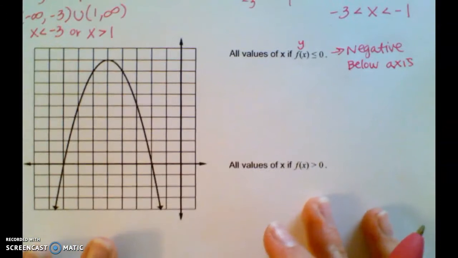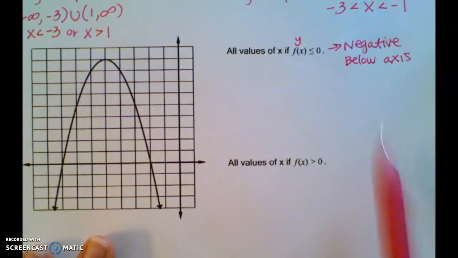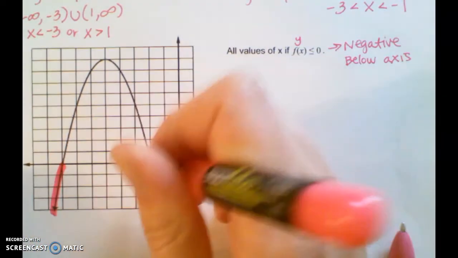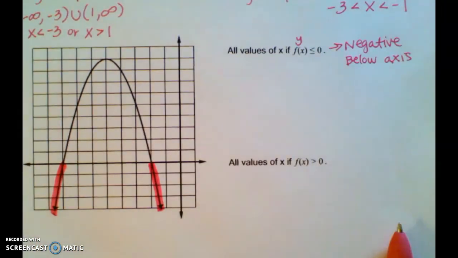So let's look at our graph. Where is it negative? Where is it below the axis? That's going to be this section, this section. So on this one we have two intervals here.